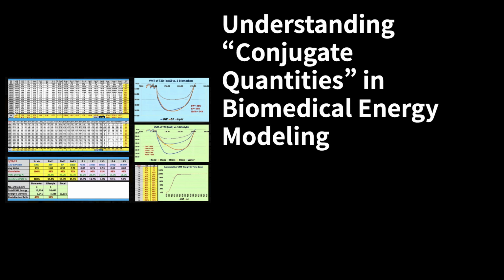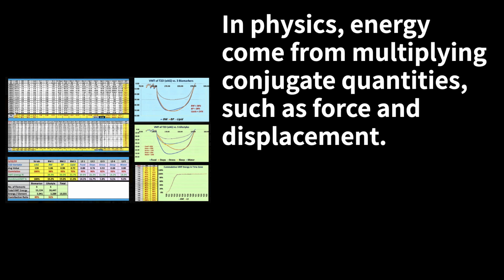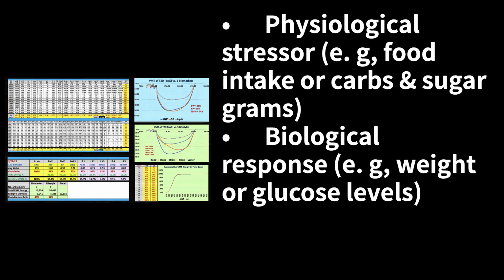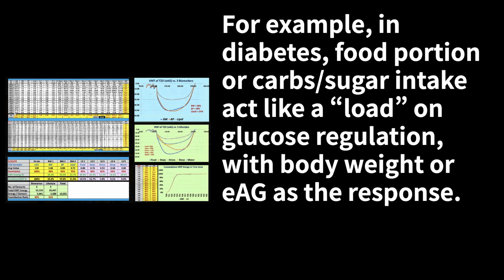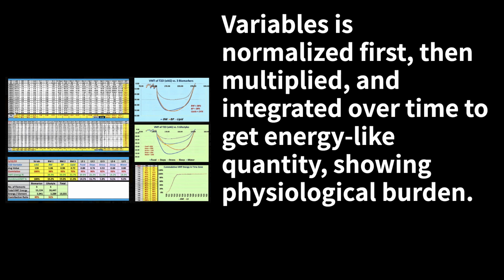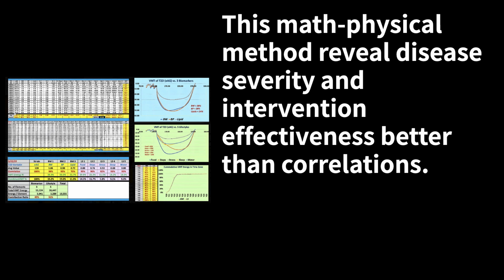Note for medical readers: understanding conjugate quantities in biomedical energy modeling. In physics, energy comes from multiplying conjugate quantities, such as force and displacement. In biomedicine, we pair a physiological stressor, e.g., food intake or carbs and sugar grams, with a biological response, e.g., weight or glucose levels. For example, in diabetes, food portion or carb sugar intake acts like a load on glucose regulation, with body weight or EcG as the response. Variables are normalized first, then multiplied, and integrated over time to get an energy-like quantity, showing physiological burden. This math-physical method revealed disease severity and intervention effectiveness better than correlations.